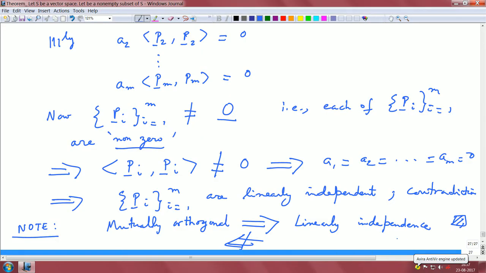mutually orthogonal. An example of this is basically, think about the vectors (1, 1) and (1, 0), right. These vectors are not mutually orthogonal, but they are linearly independent. But if you look at the natural basis, which is (0, 1) and (1, 0), they are mutually orthogonal, and that implies linear independence.